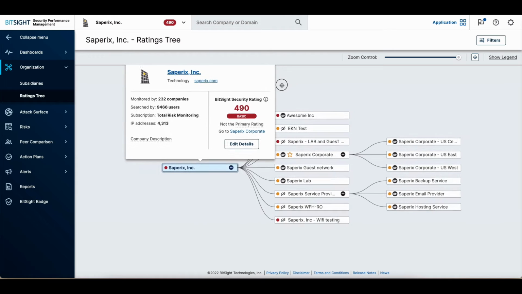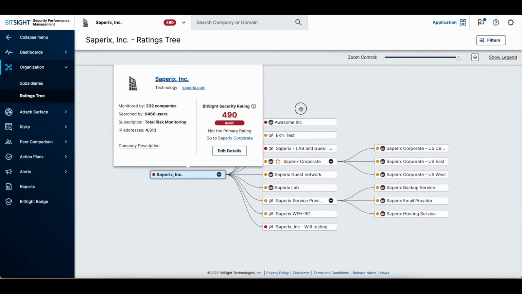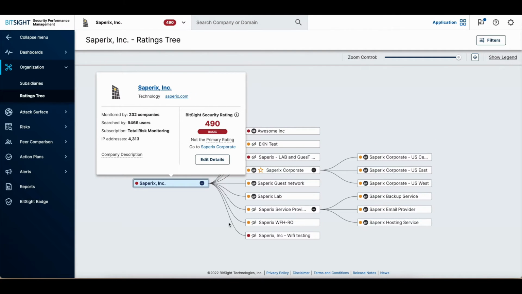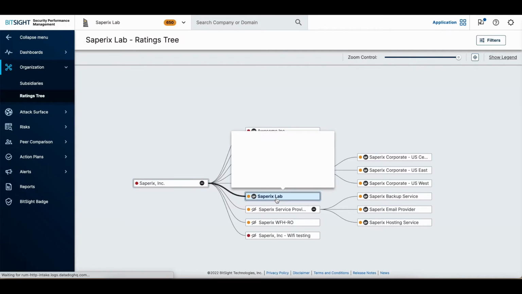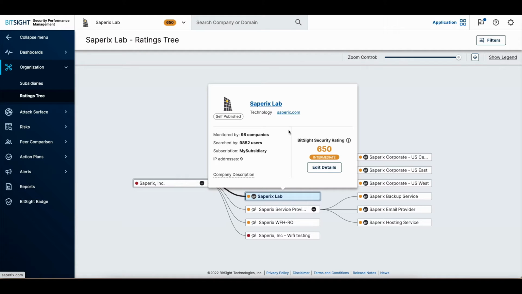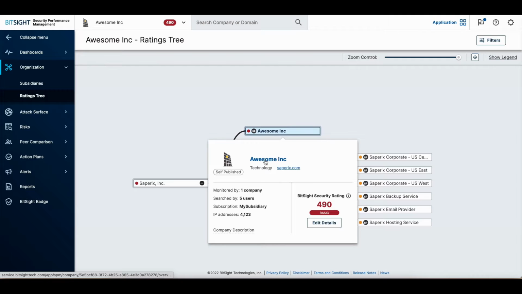Each of these component parts is assessed and rated separately from a security perspective. So with a My Subsidiary or MySubs subscription, organizations can monitor, assess, and remediate security issues across all of these different parts using this tool provided. So we can see Superics Inc. as my parent company and all subsidiaries or business units with their own different rating with a My Subsidiary subscription. So let's look at Awesome Inc. and open this up.